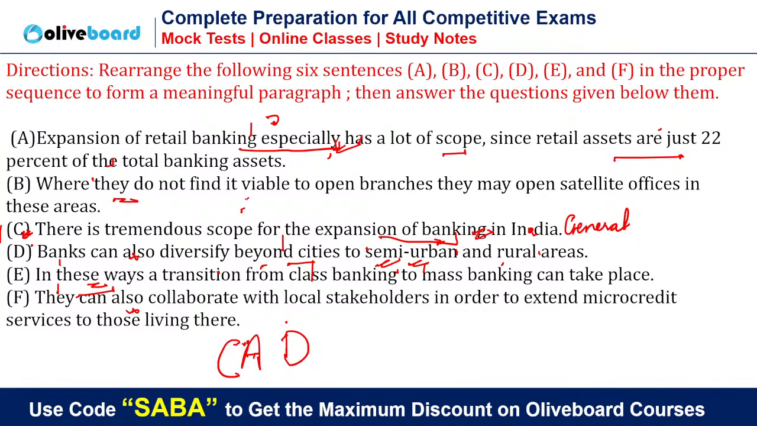And if they do not find it viable to open branches, they may open satellite offices in these areas. So basically rural and semi-urban areas. If it is not possible to open a physical branch, they can open satellite offices. And then they can also collaborate. All the ways have been discussed. E will come at the last because these are the ways suggested. And in these ways, a transition from class banking to mass banking can take place. So definitely it will be CADBFE.